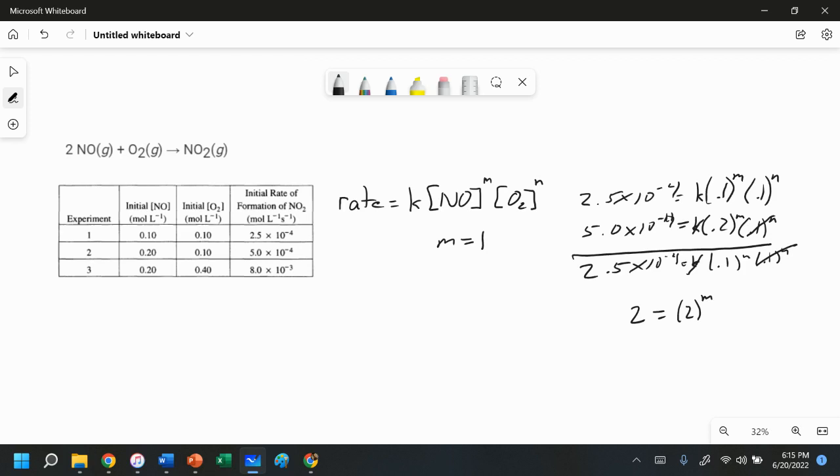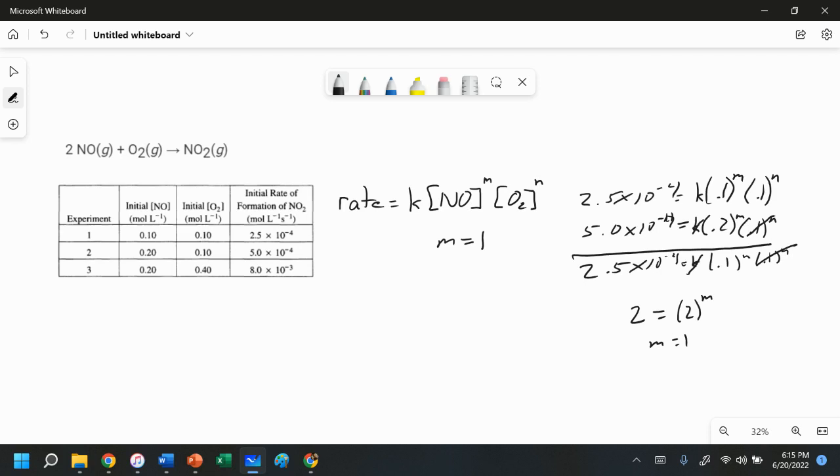And so what is M? Solving for M, M must be 1. So that's how we can mathematically or algebraically solve for that order. But we can also logically see that when we doubled the concentration of NO and kept the concentration of oxygen constant, the rate doubled, so the order must be first order.